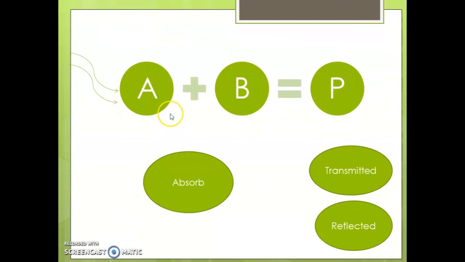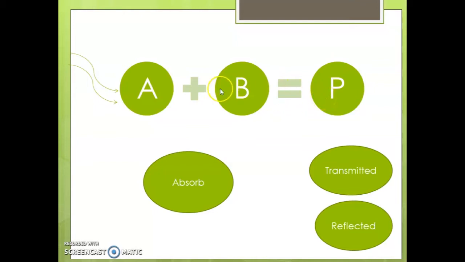Suppose A and B are reacting molecules. When light falls on these reactants, what is happening? The molecules inside this reacting species, this system, absorb the light and get converted into product.